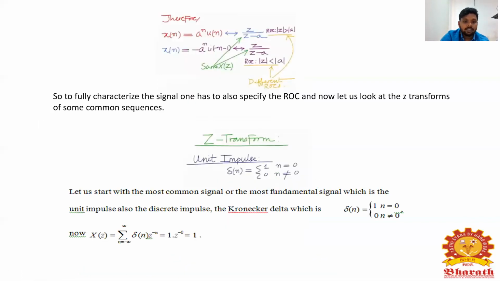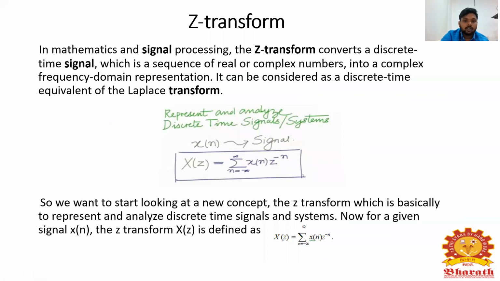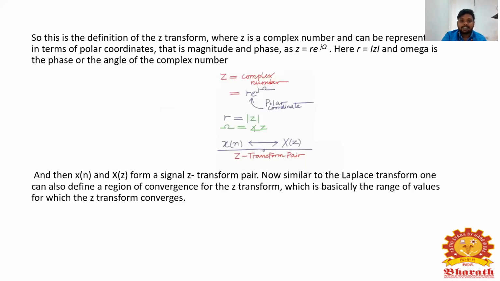These are the two types which come under the transforms, and we have seen the definition of the Z transform, that is, the Z transform converts a discrete time signal, which is a sequence of real or complex numbers, into a complex frequency domain representation. The Z transform can be expressed as X of z equal to summation n equal to minus infinity to infinity of x of n z power minus n. So this is the expression for the Z transform. We have taken the definition of the Z transform.